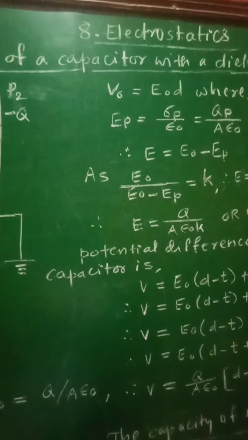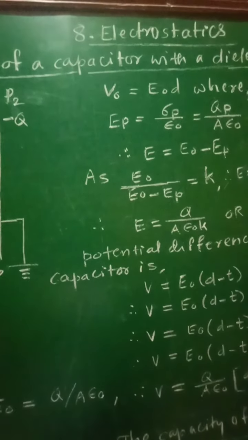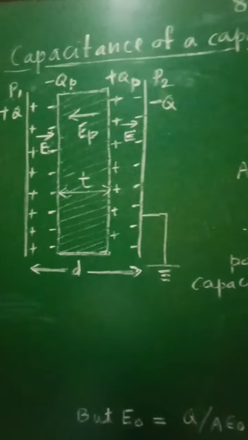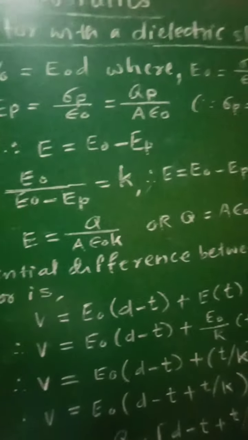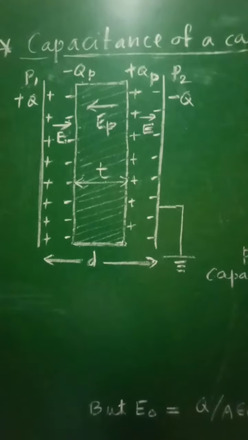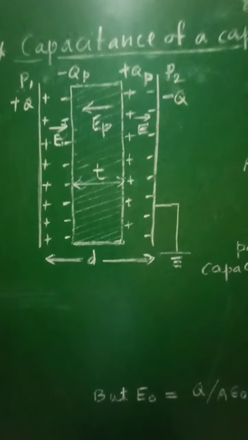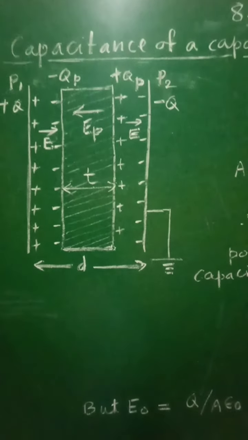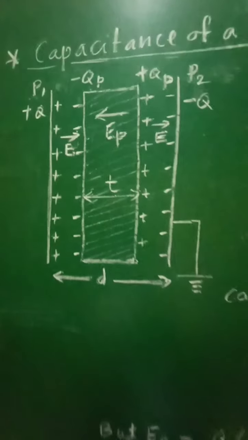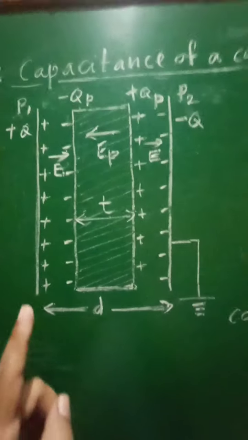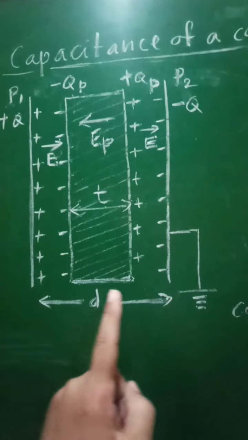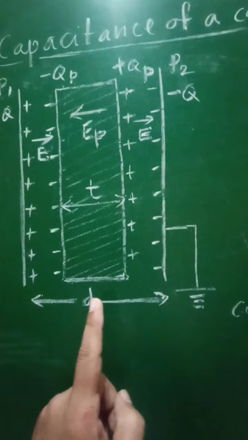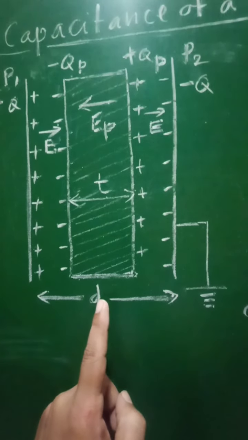12th standard, subject physics, 8th chapter, electrostatics. From the chapter, capacitance of a capacitor with a dielectric slab. That is, we have to obtain an expression for the capacitance of that capacitor which is filled with a dielectric slab. So consider a parallel plate capacitor consisting of two plates P1 and P2 separated by distance d.